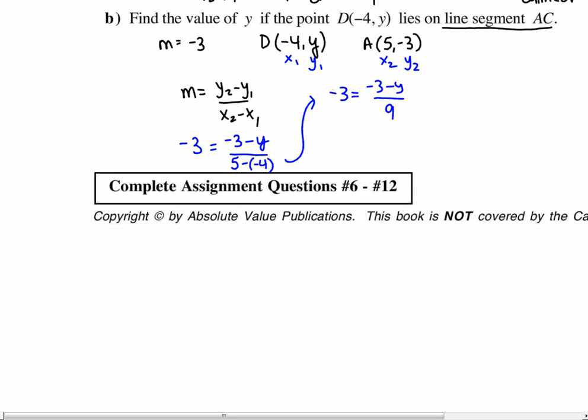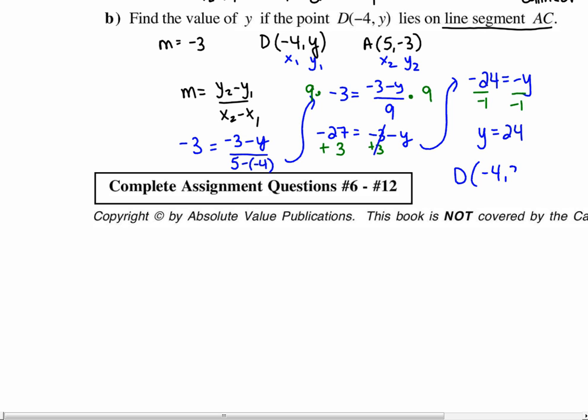We want to get rid of this denominator of 9 because we want to isolate y. Because it's being divided by 9, we multiply both sides by 9, and I get negative 27. So negative 27 equals negative 3 minus y. Now I'm going to add 3 to both sides, and I get negative 24 equals negative y. We want y, not negative y, so we divide by negative 1, and y must have been 24. So point D would have been negative 4, 24. And that's just subbing it into our slope formula.